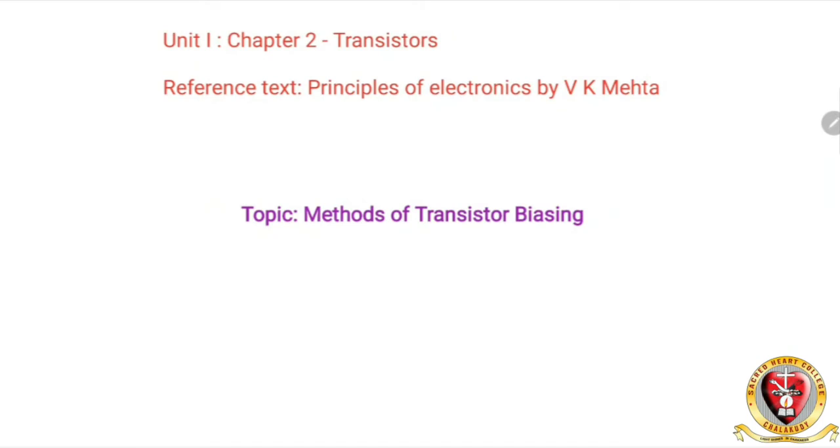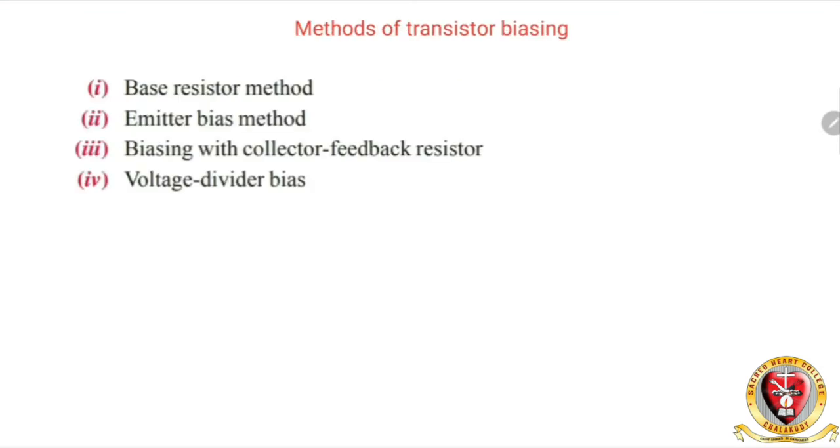Here is our today's topic, methods of transistor biasing. What do you mean by the word biasing? In electronics, biasing is the setting of initial operating conditions of an active device in an amplifier. We are going to discuss in detail the different methods of transistor biasing. Commonly used methods are base resistor method, emitter bias method, biasing with collector feedback resistor, and voltage divider bias.